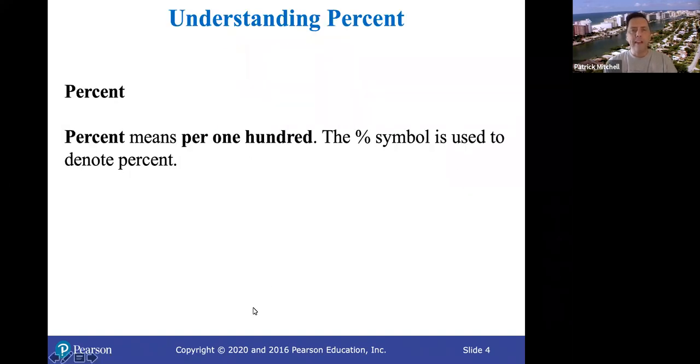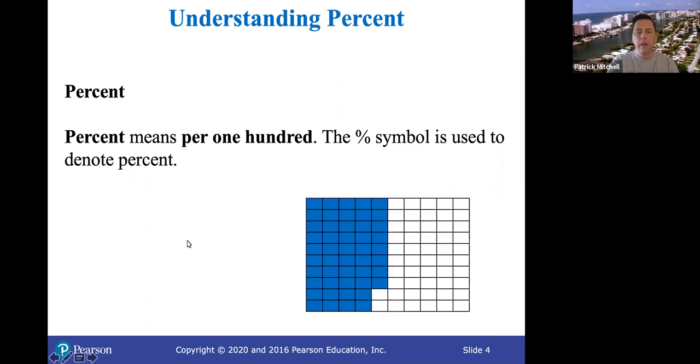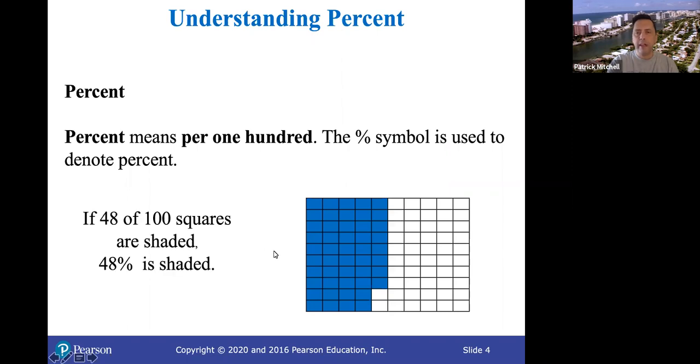So the word percent means per 100. It's a Latin word. And this symbol, the percent symbol, is used to denote percent. So in this picture, you see 48 squares out of 100 that are shaded, which means 48% of the squares are shaded. 48% means 48 out of 100.